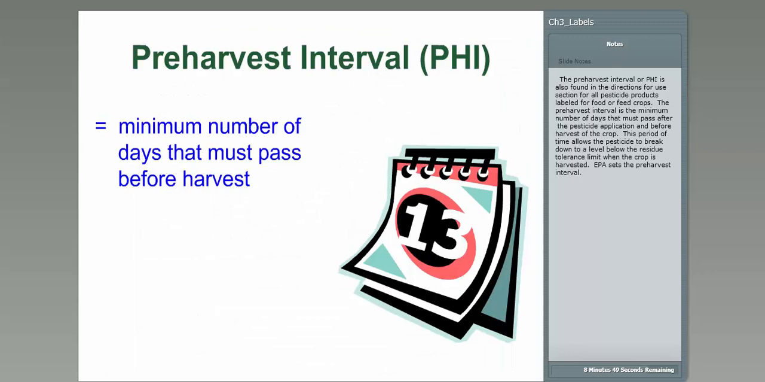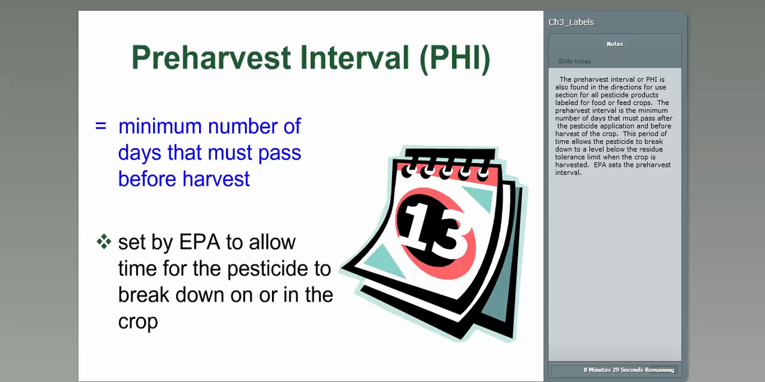The Pre-Harvest Interval, or PHI, is also found in the Directions for Use section for all pesticide products labeled for food or feed crops. The pre-harvest interval is the minimum number of days that must pass after the pesticide application and before harvest of the crop. This period of time allows the pesticide to break down to a level below the residue tolerance limit when the crop is harvested. EPA sets the pre-harvest interval.